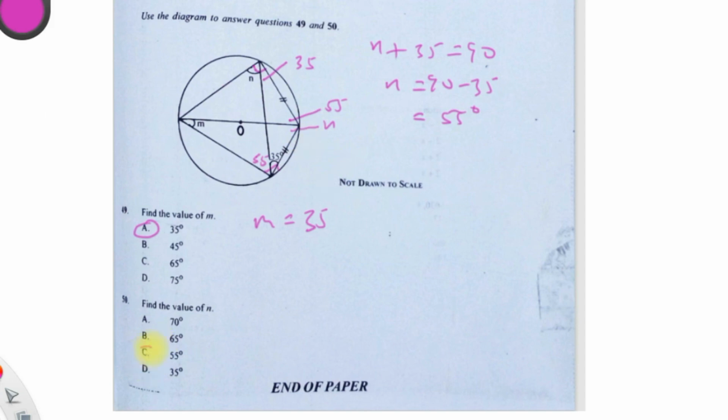In fact, there are so many ways in which you can find these values M and N. We can also use the cyclic quadrilateral. So three theorems are here: the cyclic quadrilateral, the diameter, and angles formed by the same arc. With the cyclic quadrilateral, N plus 35, plus this angle, will have to give us 180. If you do that, you get the same answer.